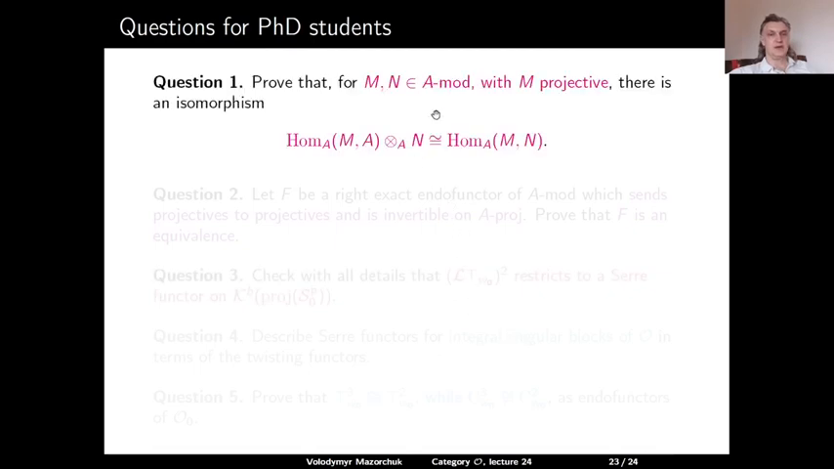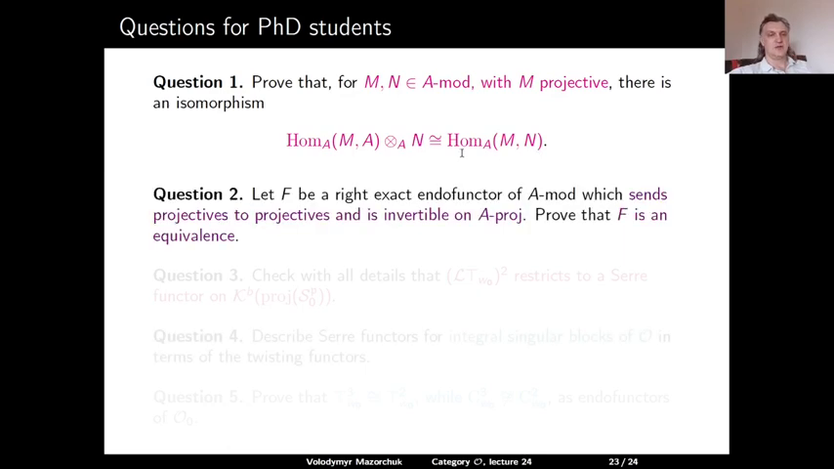Question number 1. Give full details of the proof that for any M and N in A mod with M projective, there is an isomorphism home over A from M to A, tensor over A with N, and home over A from M to N. Question number 2. Let F be a right exact functor of A mod, which sends projectives to projectives and is invertible on A approach. Prove that F is an equivalence.